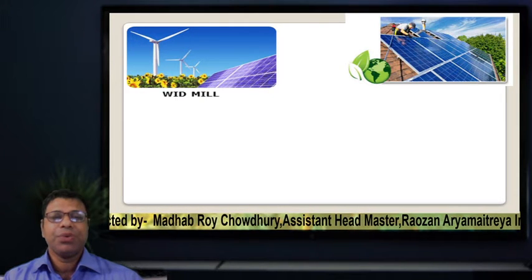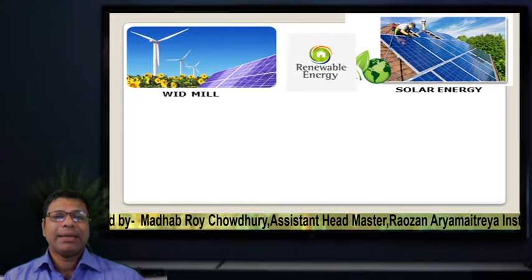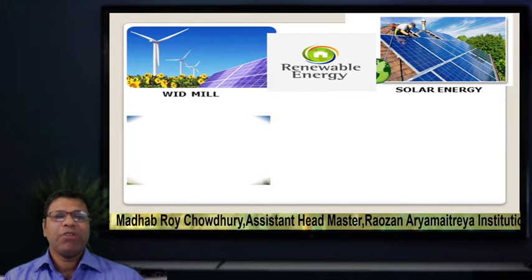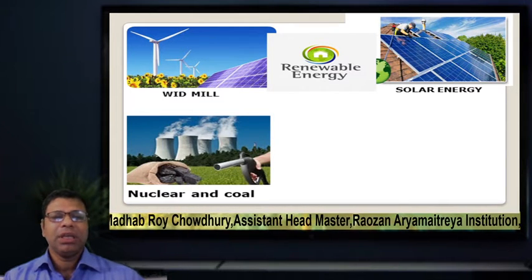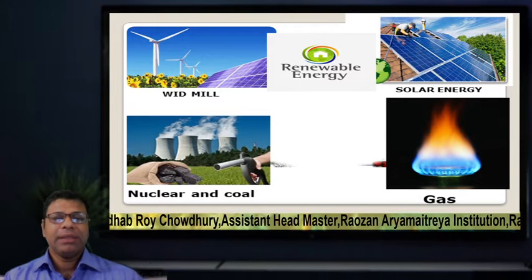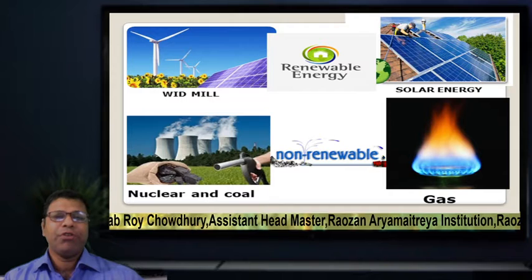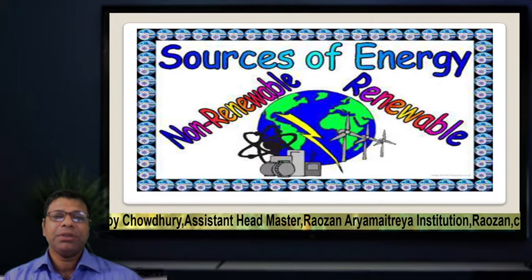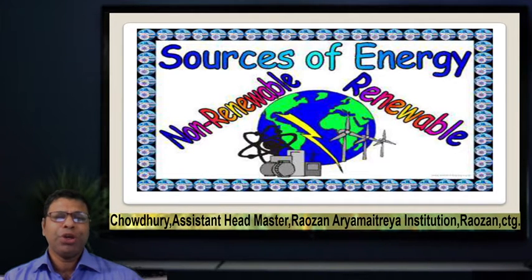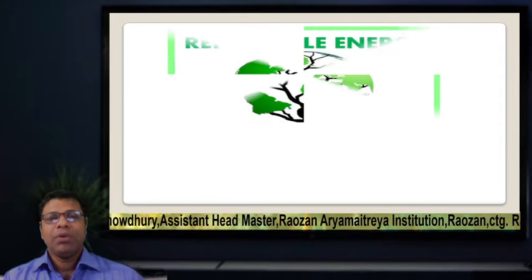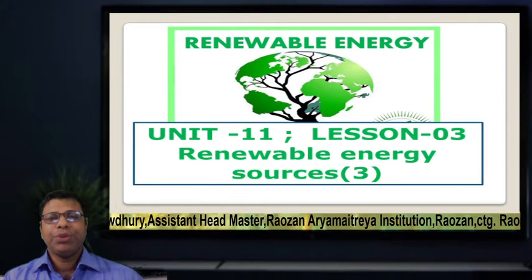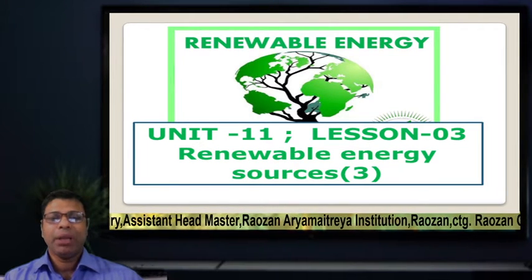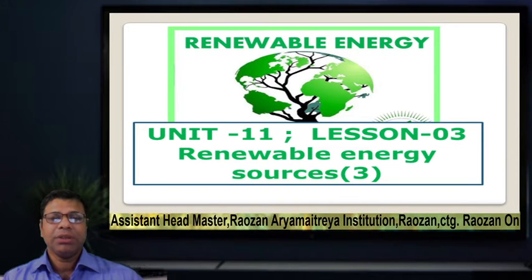Now look at the pictures. What can you see? This is windmill and solar energy. All these types of energy we call renewable energy. Now look at another one. These are nuclear, coal and gas, what we call non-renewable. So sources of energy are two types, non-renewable and renewable. Today we are going to talk about renewable energy, from unit 11 lesson 3, called renewable energy sources.